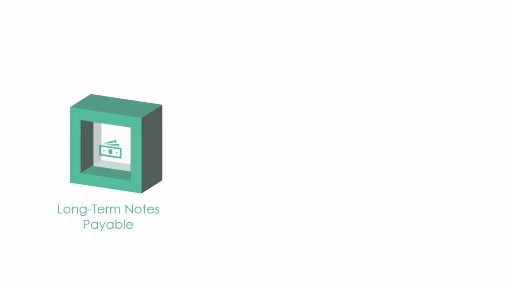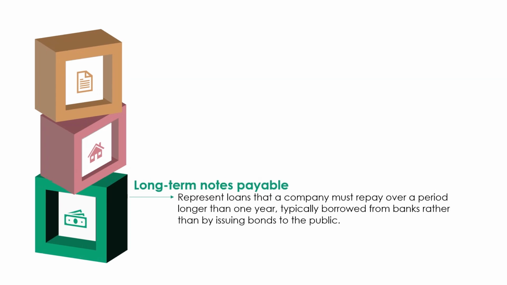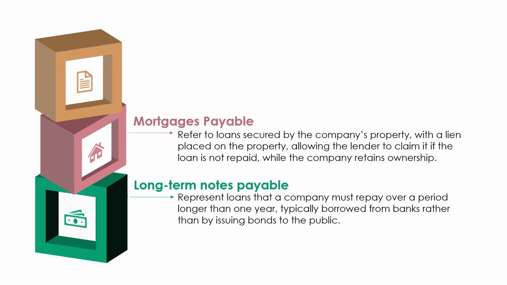Long-term liabilities include key categories such as long-term notes payable, mortgages payable, and bonds payable, each representing distinct financial commitments with specific terms and purposes. Long-term notes payable refers to loans that a company must repay over a period longer than 1 year, typically borrowed from banks rather than by issuing bonds to the public. Mortgage refers to loans secured by the company's property with a lien placed on the property, allowing the lender to claim it if the loan is not repaid, while the company retains ownership.